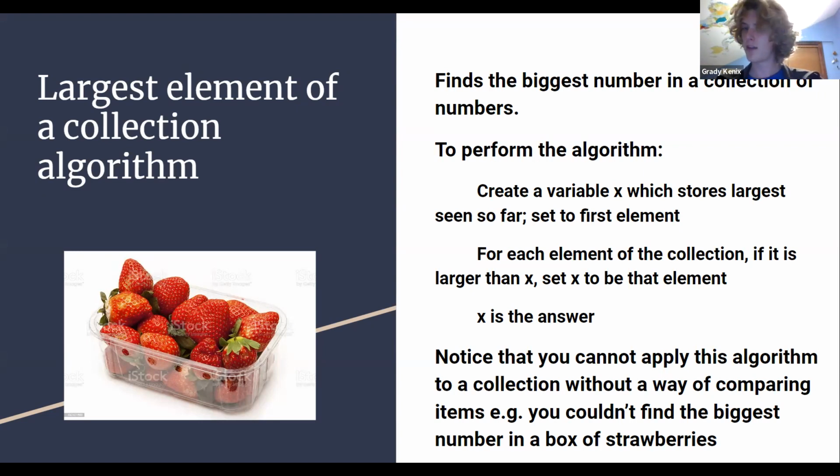If they're distinct in some way, but they all have the same weight, for example, one strawberry is redder than the other, but they all have the same weight, then it won't get you all the strawberries, it'll just get you one of them. So you've got to be very careful about how you apply algorithms.